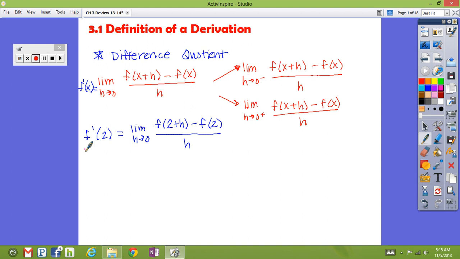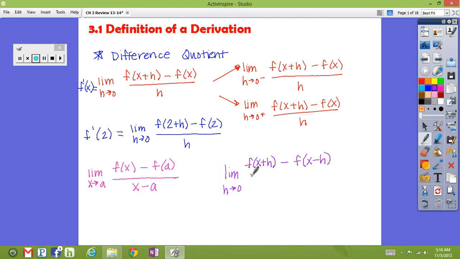The other definition, the alternate definition, is the limit as x goes to a of f of x minus f of a all over x minus a. And there actually is a third one. You didn't use it much, but they may ask you just to identify the third one. That's the limit as h goes to 0 of f of x plus h minus f of x minus h all over 2h. So those are the three.